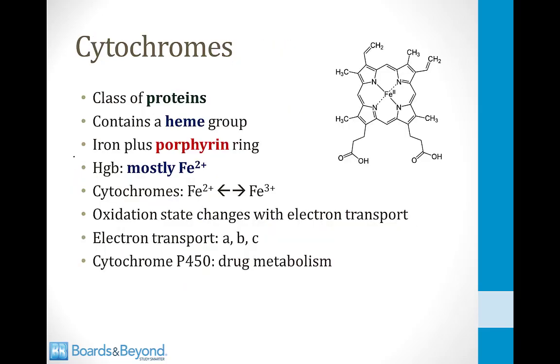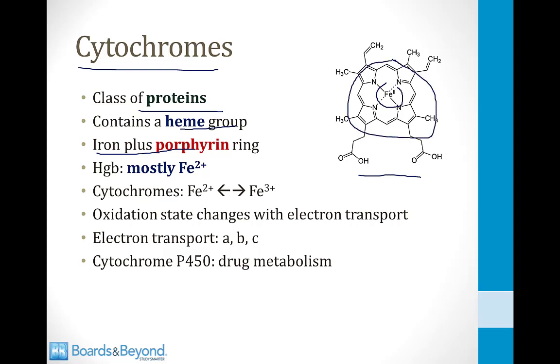Let's pause here for a second and talk about what we mean when we say that something is a cytochrome. The cytochromes are a class of proteins that contain heme groups. Heme groups are iron plus a porphyrin ring. This is a picture of a heme structure on the screen here. It has iron in the middle, and this big structure that surrounds it is called a porphyrin ring.